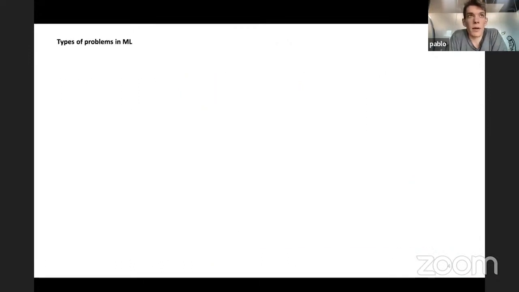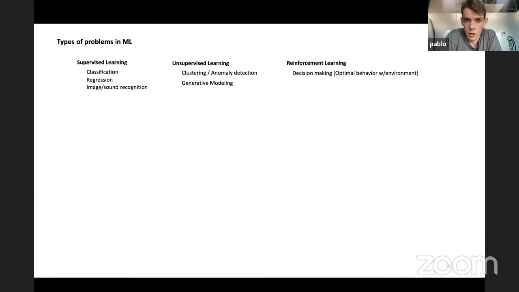Since this requires a bit of knowledge about what machine learning actually is, let me just make a quick overview of the type of problems we can run into in machine learning. We have supervised learning algorithms like classification, regression, and unsupervised learning algorithms like clustering or generative modeling, and this paradigm of reinforcement learning, which is mainly based in decision making.